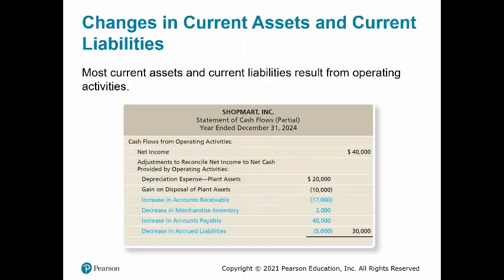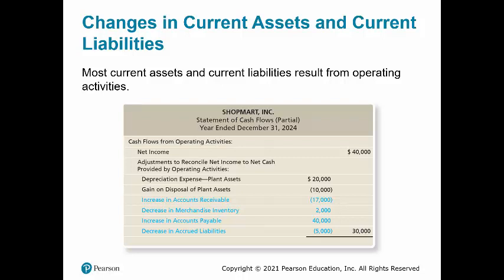The next thing is we need to include the changes in our current assets and current liabilities. So the rules are that an increase in a current asset other than cash causes a decrease in cash. So in this case, the increase in accounts receivable would need to be subtracted. A decrease in current assets other than cash causes an increase in cash. So in that case, the decrease in merchandise inventory of $2,000 would need to be added back.